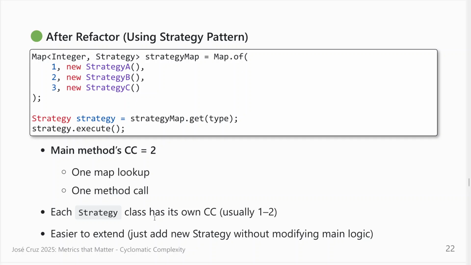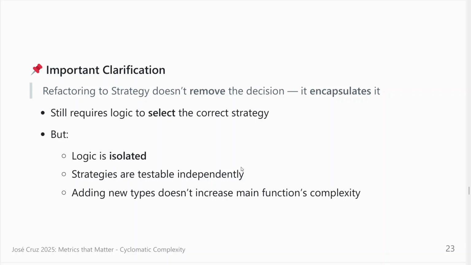And each strategy class has its own CC. Now you want to do some complexity analysis on each one of these classes, but that's in a different file. So you reduce locally the complexity of a method. So refactoring to strategy doesn't remove the decision, it just encapsulates it, let's say, simplifies the problem. You spread the problem across different methods which are simpler to test. That's the main idea of this kind of refactor.